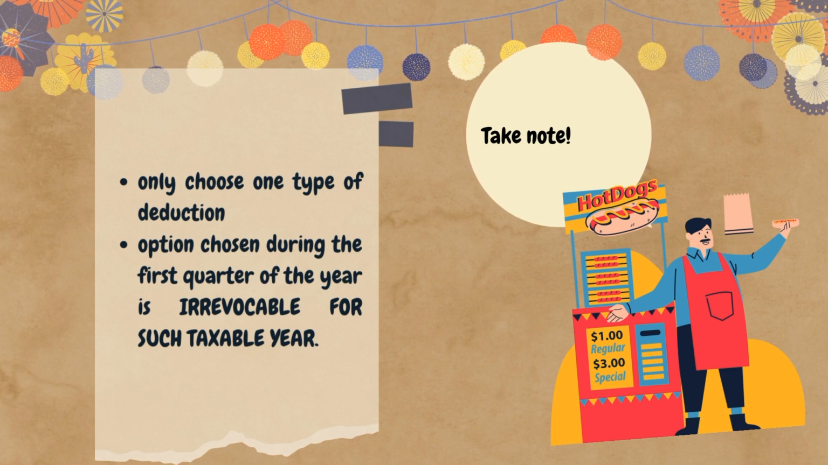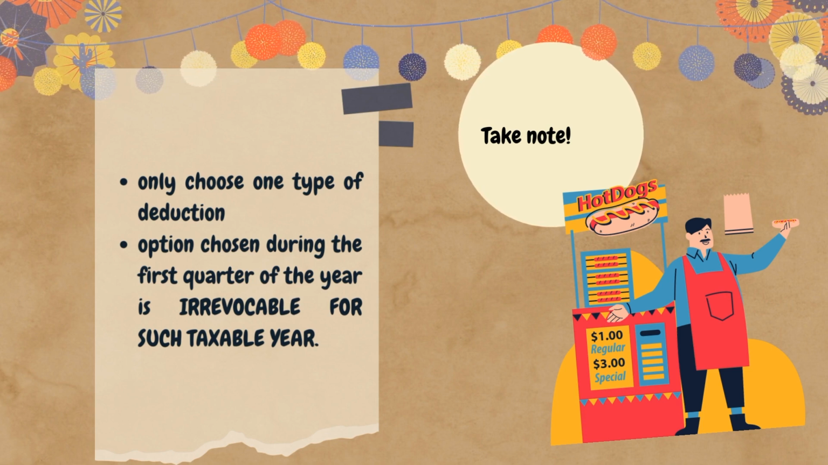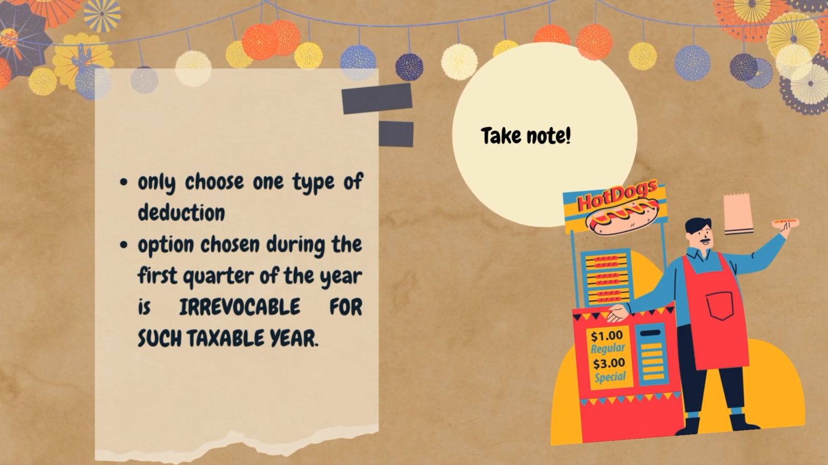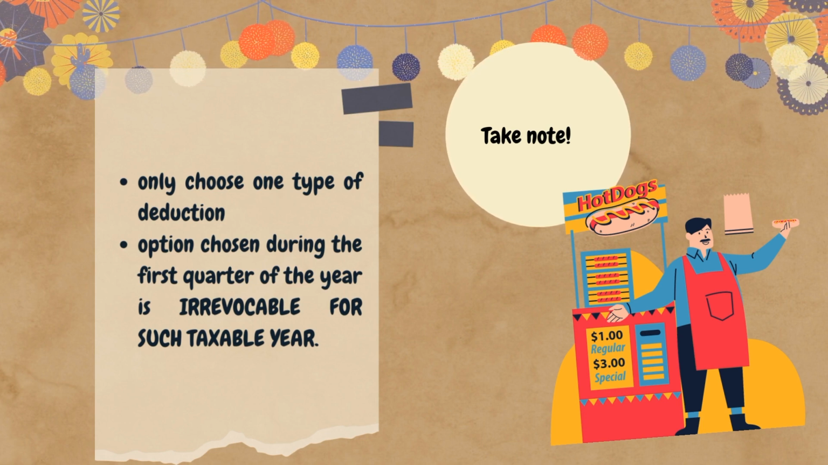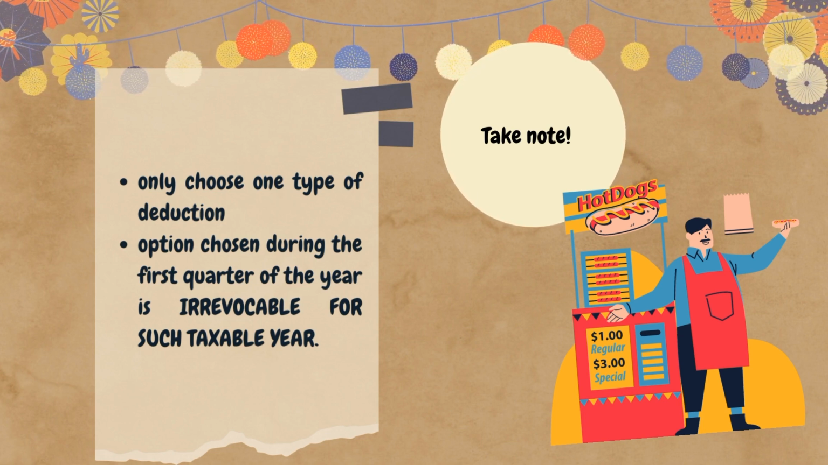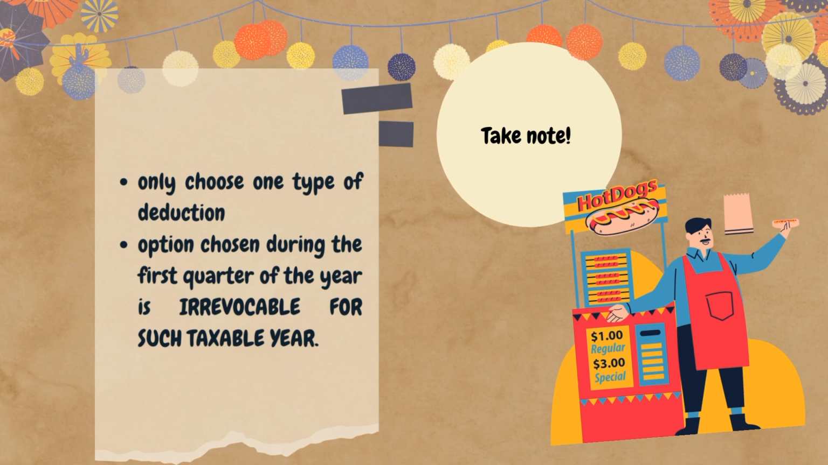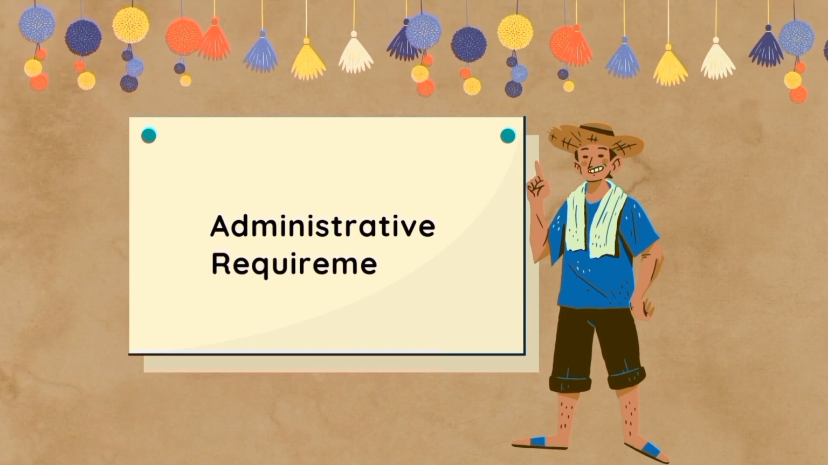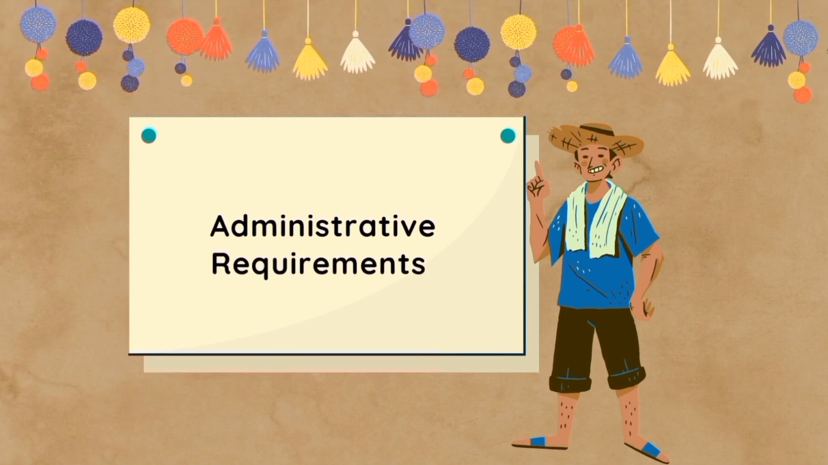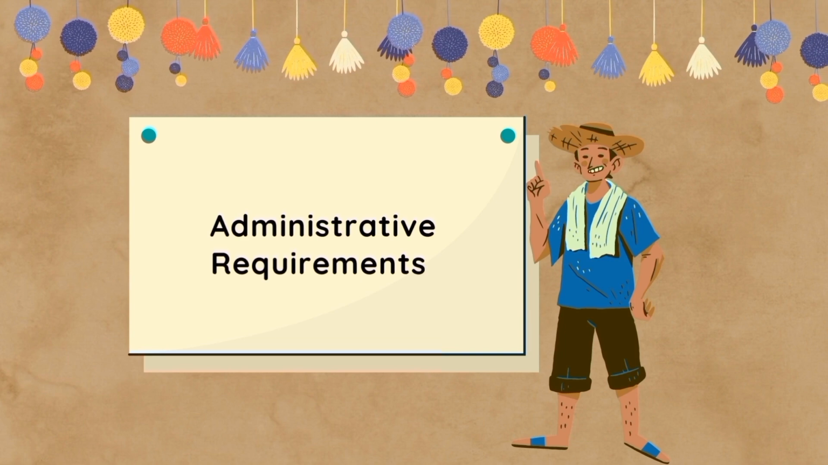Under the CREATE Law, small businesses with net taxable income of 5 million and below are taxed as corporations and granted a lower corporate income tax of 20%. Small businesses who are currently managed under the sole proprietorship may enjoy the lower taxes if they opt to organize as a regular corporation. Let us now look into the administrative requirements in order to be qualified or registered as a small business under the law.